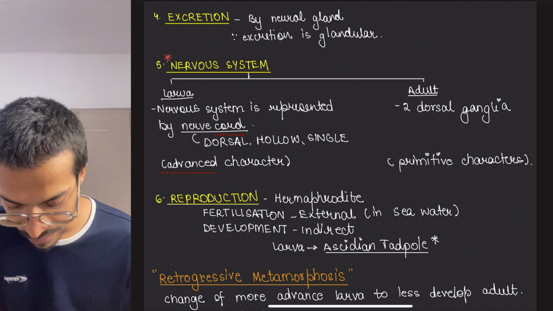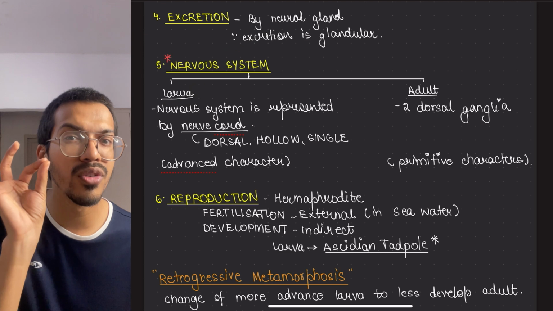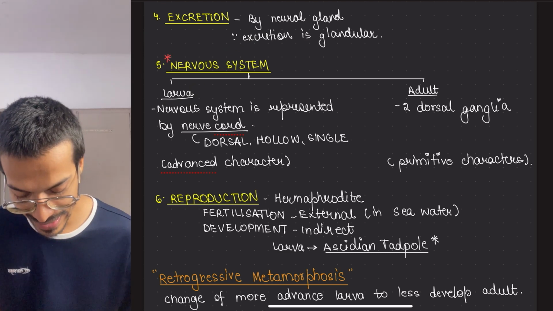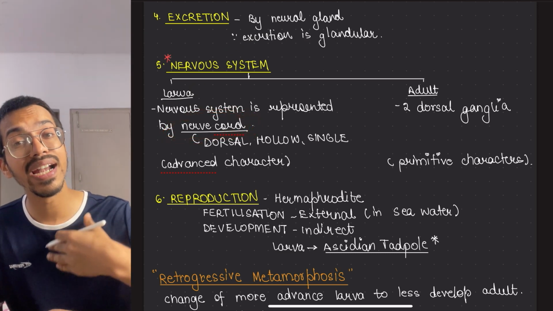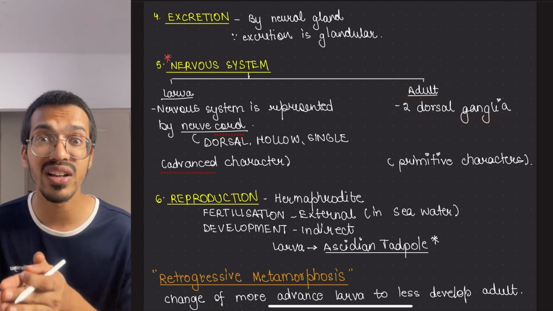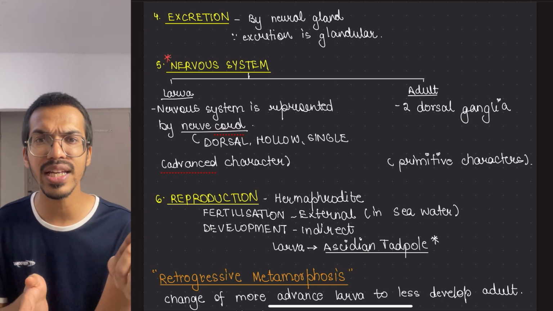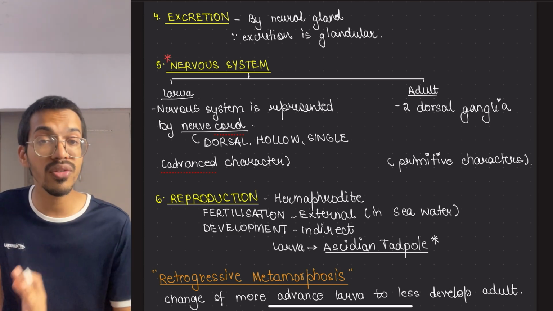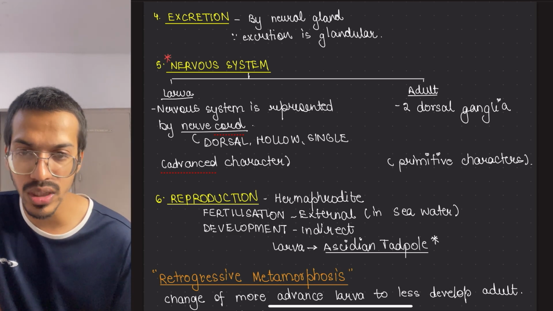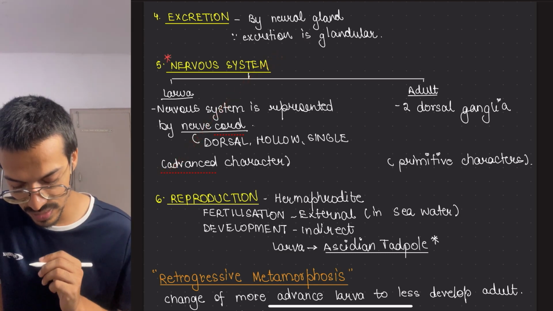Okay, then the nervous system. In the larva, the nervous system has a nerve cord present, which is an advanced feature. But in the adult, it is represented by only two ganglia, which is a recessive feature. Because ganglia, which we studied in the initial phases in the platyhelminthes, the tufts of ganglia, right? So the larva is more advanced.